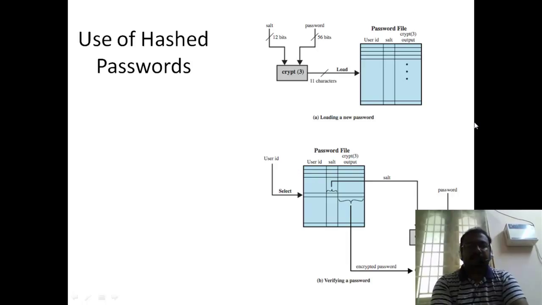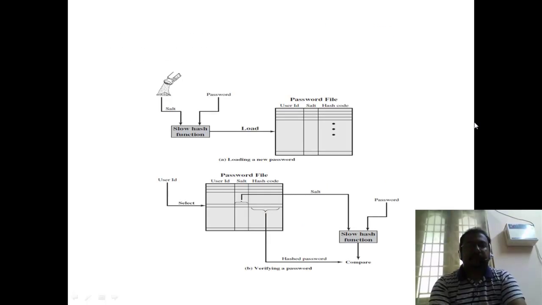And this is the next one. So you can use the salt along with the password, which is used with a slow hash function, and it is loaded into the hash code column of the password file. This is another method. So here you use a slow hash function, and again the comparison is the same.